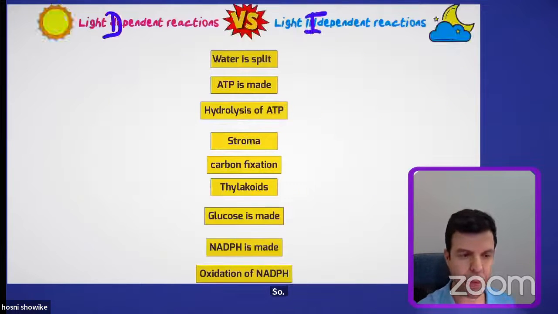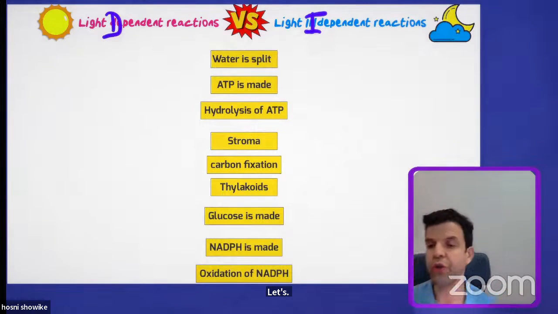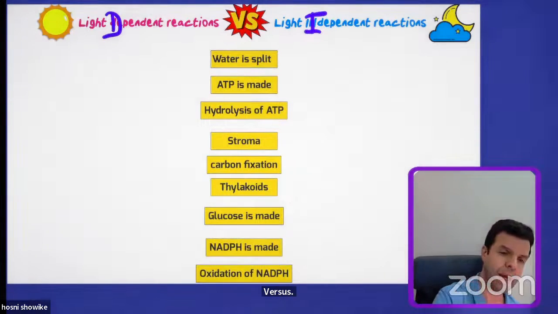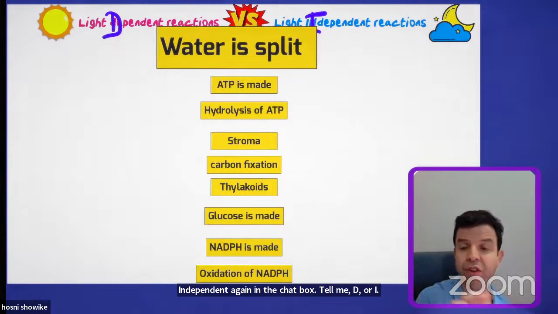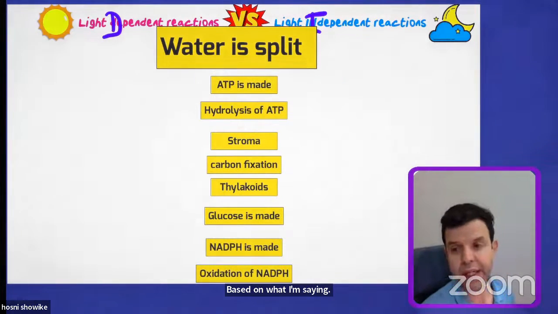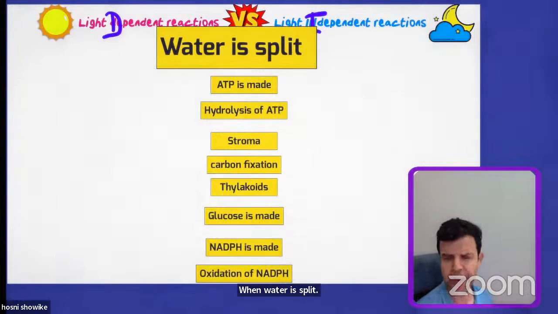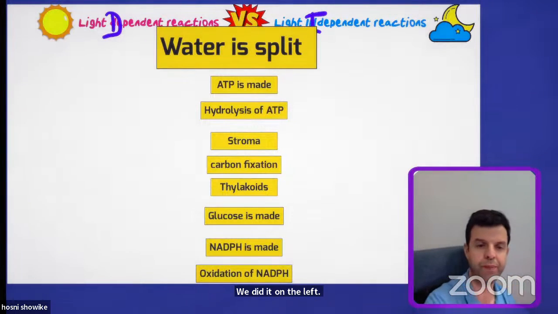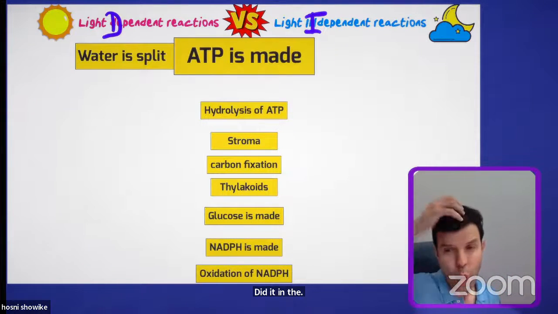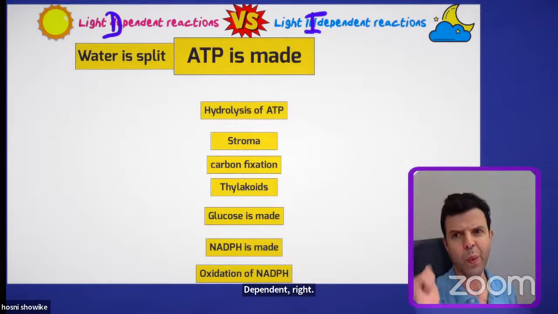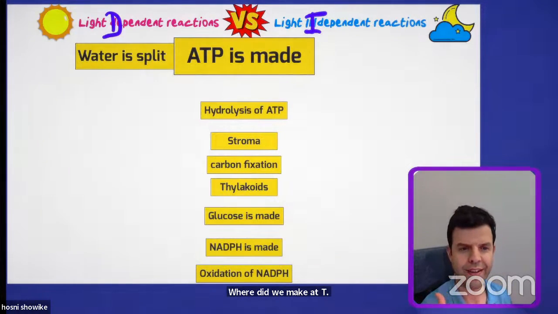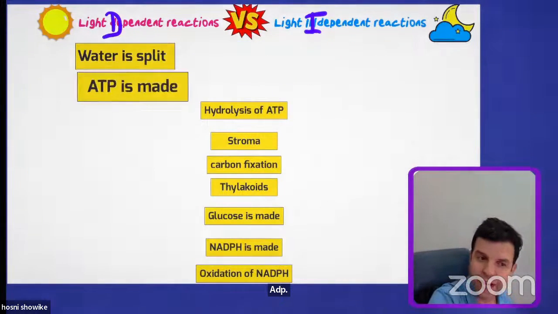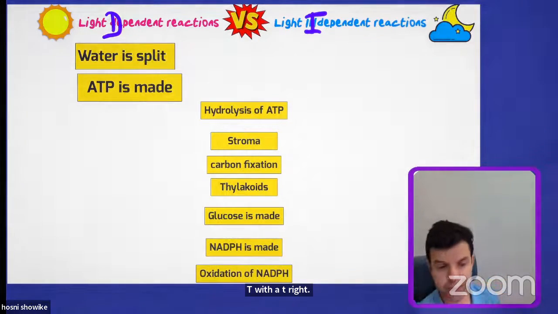So let's make that comparison, dependent versus independent. Again, in the chat box, tell me D or I based on what I'm saying. When water is split, when did we do photolysis? Remember? We did it on the left. We did it in the light dependent, right? Where did we make ATP? We made it on the left. We consumed it on the right.